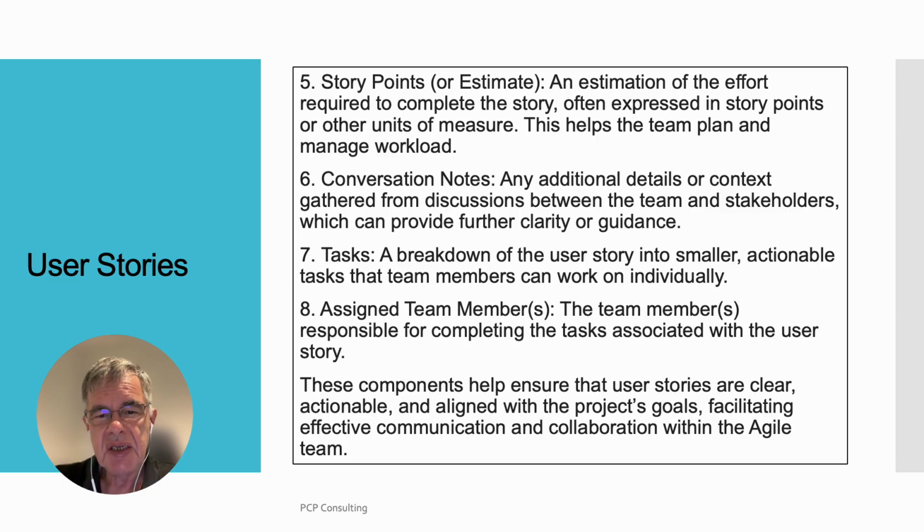Conversation notes, any additional details or context gathered from discussions between the team and stakeholders, which can provide further clarity or guidance. Tasks, a breakdown of the user story into smaller, actionable tasks that team members can work on individually. Assign team members. The team members responsible for completing the task associated with the user story. These components help ensure that user stories are clear, actionable, and aligned with the project goals, facilitating effective communication and collaboration within the Agile team.